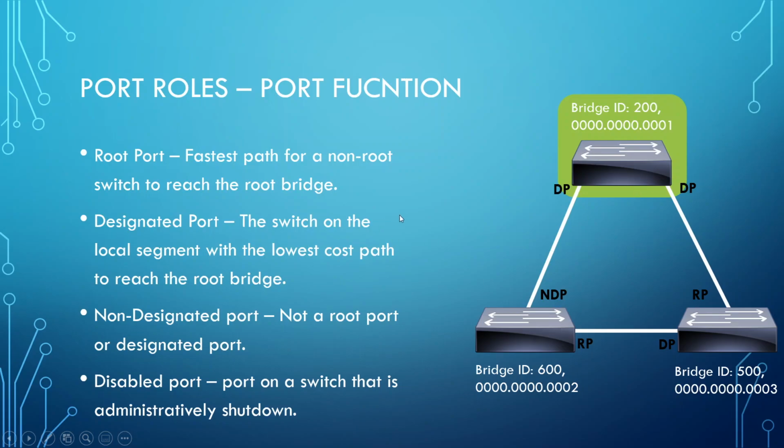Now we move on to the designated port, and it's just the port on the local segment or on the local link with the lowest cost path to reach the root bridge. And there's always one designated port per segment. So if we look at our topology, we can see there's one DP there, another designated port there, another one there, etc. Both the designated port and the root port are in a forwarding state. They're both sending and receiving traffic and learning MAC addresses.